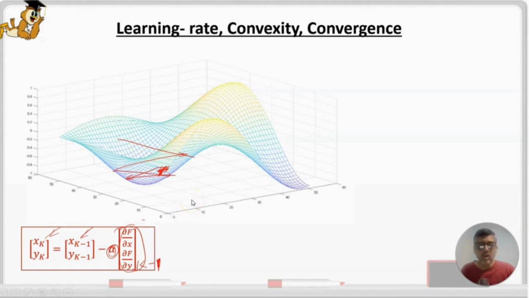Okay, convexity and convergence. First of all, I've drawn an image over here that has multiple minima, right? So this is one minima, this is another minima. How do we know that in this sort of a problem, we are not going to end up in one minima vis-a-vis the other? Now, why do I raise this point?